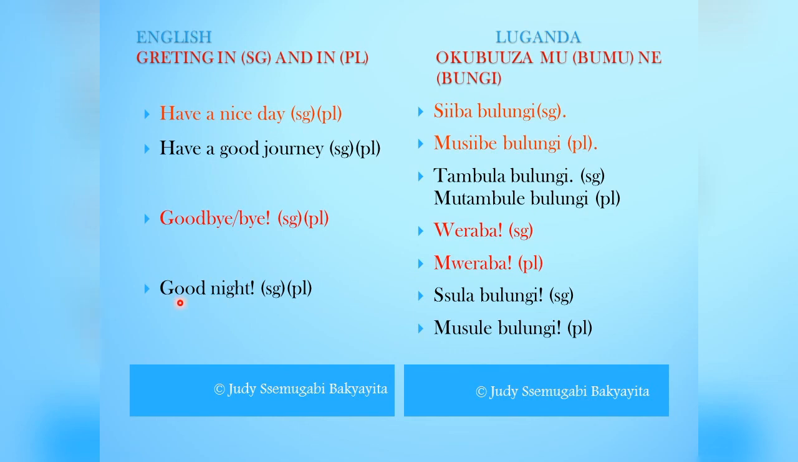Then in English, you say good night for both singular and plural. In Luganda, you say sula bulungi for one person. If there are many, you say musule bulungi.